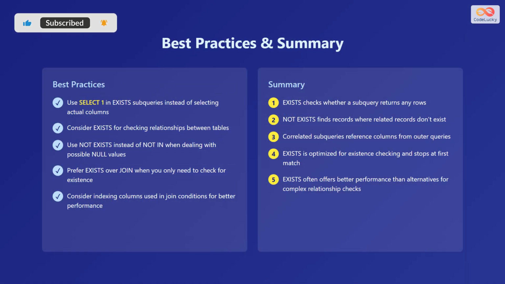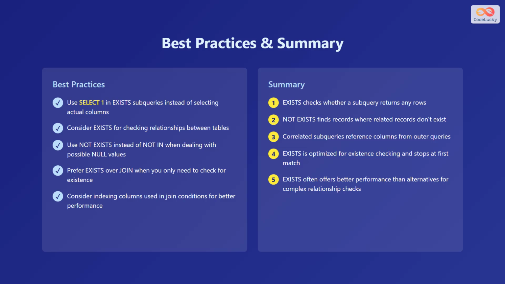Let's summarize the best practices for using exists. First, use select one in exists subqueries, instead of selecting actual columns. Consider exists for checking relationships between tables. Use not exists instead of not in when dealing with possible null values. Prefer exists over join when you only need to check for existence. Consider indexing columns used in join conditions for better performance.